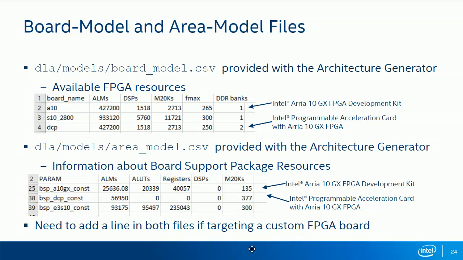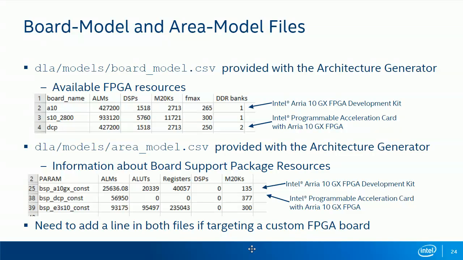The board model and area model files describe information about your FPGA and board to the architecture generator. The board model.csv file is included with the architecture generator in the DLA download. In the CSV file, just list the appropriate board and the associated FPGA resources available. A10 is for the Intel Arria 10 GX FPGA development kit, and DCP represents the Intel Programmable Acceleration Card with Arria 10 GX FPGA. If you're using one of these boards, then no other entries are necessary. If you're using a custom board, you'll need to enter your values in a new line.